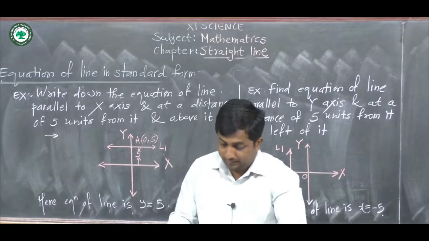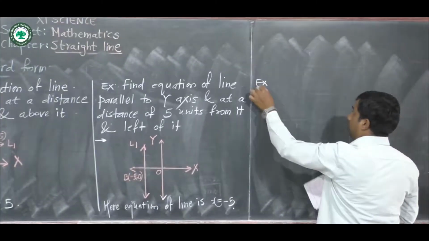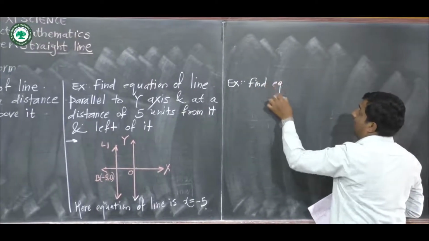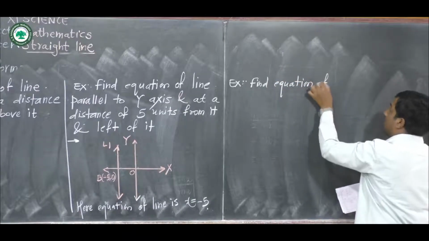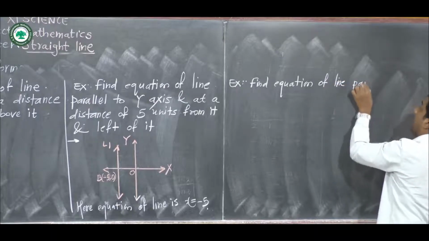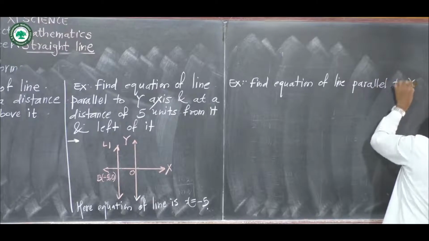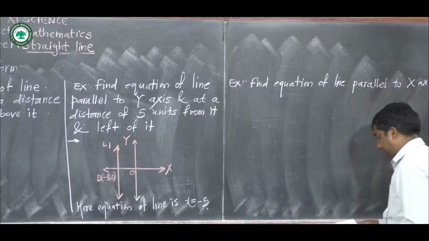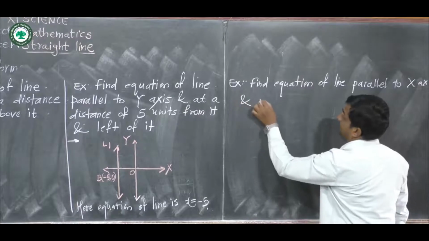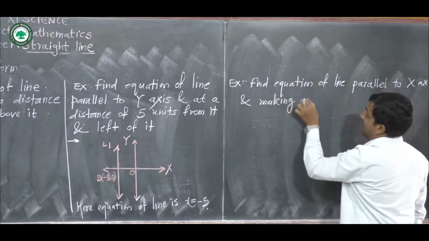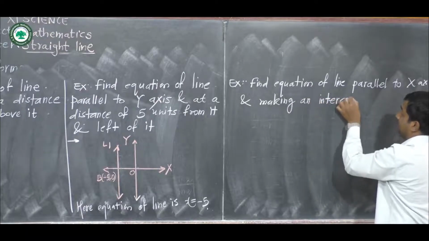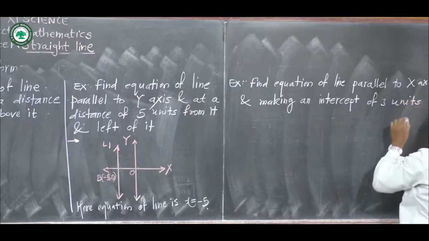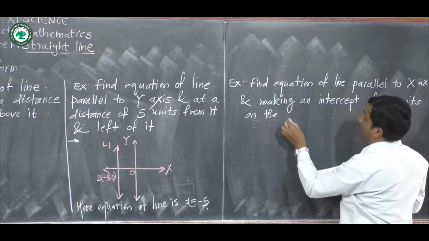So here in the third example, find the equation of line parallel to x-axis and making an intercept of 3 units on the y-axis.